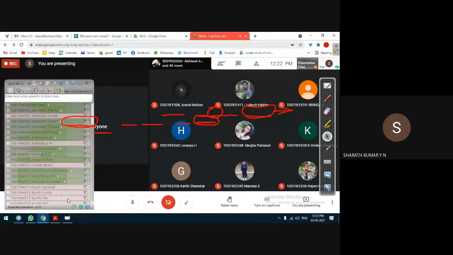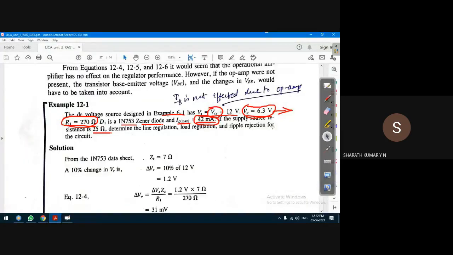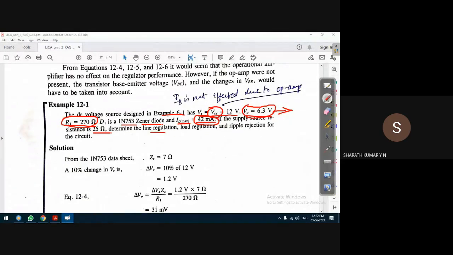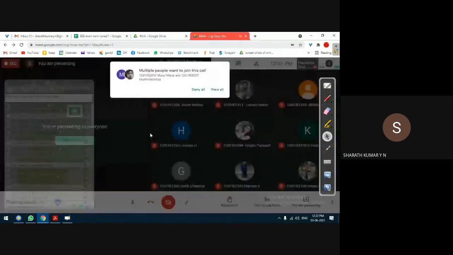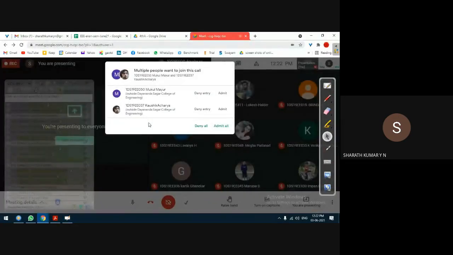So the supply source resistance is 25 ohms. Determine the three regulation factors: line regulation, load regulation, and ripple rejection. So straight away, determine the performance parameters of a DC voltage regulator.